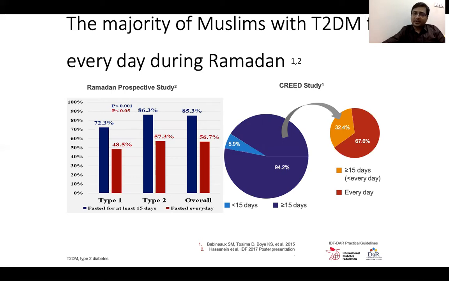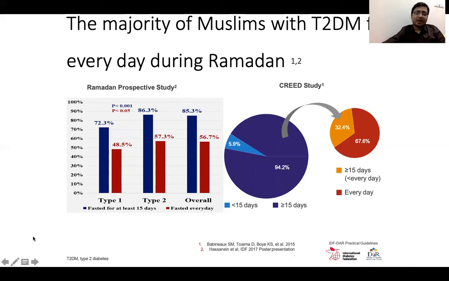And the Ramadan Prospective study, which is also included in the CREED registry, has shown that in type 1 diabetes mellitus, the percentage of everyday fasting is 48.1%, or 48.5%. In cases of type 2, it is 57.3%, and almost 56.7% of patients fasted every day, and more than 15 days at a stretch, but not regularly. The percentage overall is 32.5%.